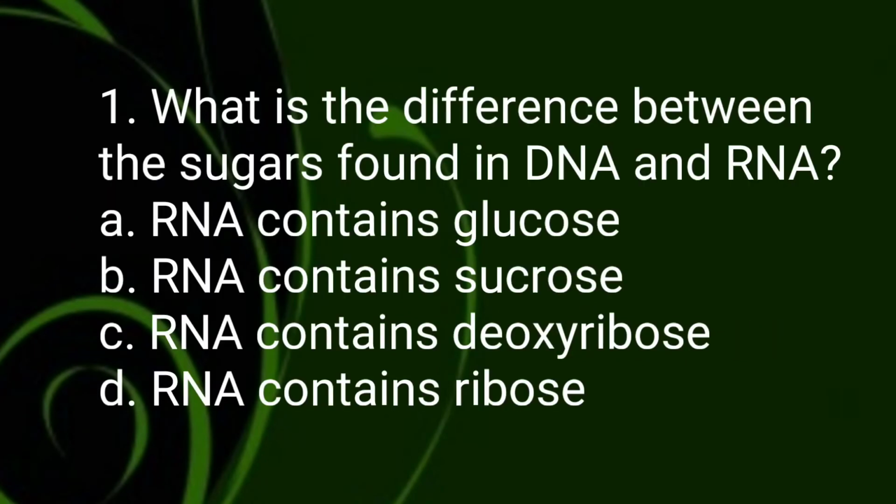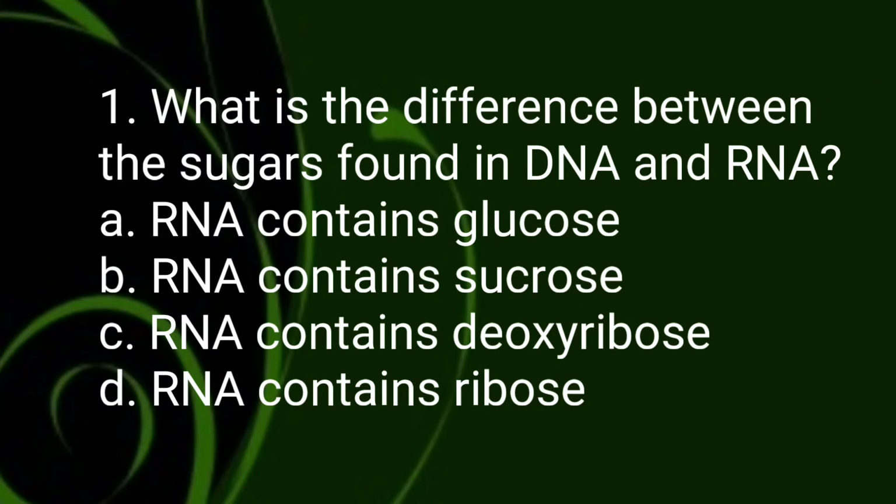Evaluation. 1. What is the difference between the sugars found in DNA and RNA? A. RNA contains glucose. B. RNA contains sucrose. C. RNA contains deoxyribose. D. RNA contains ribose.